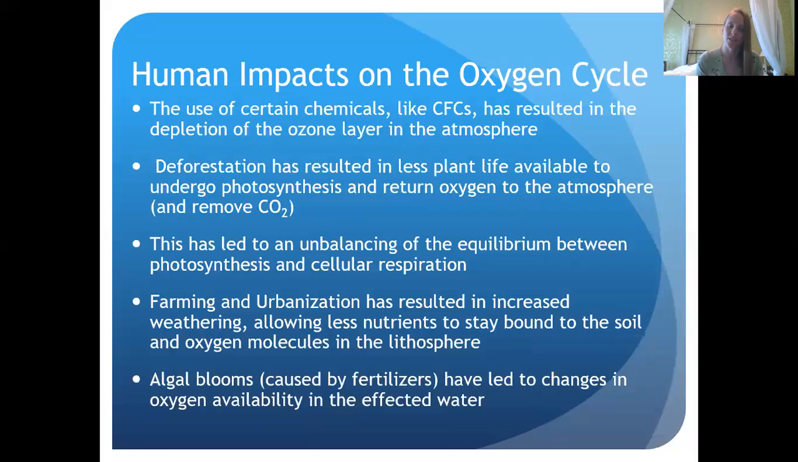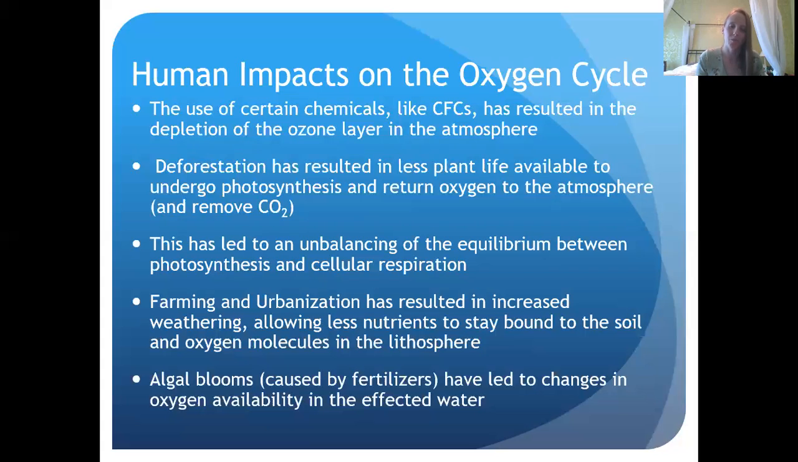Farming and urbanization has also resulted in an increased amount of weathering, because essentially with both farming and urbanization, you're getting rid of trees and stuff like that, and the roots of trees tend to hold soil in place. The canopy tends to protect the soil and the lithosphere from wind and rain and stuff like that. So with farming and urbanization, fewer nutrients are bound to the soil, and oxygen is more free to escape from the lithosphere back into the atmosphere.